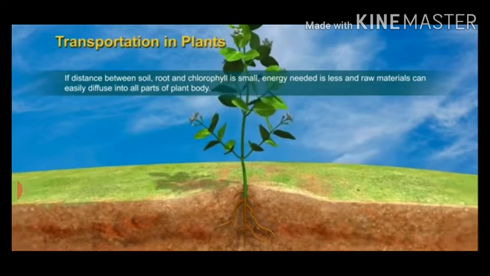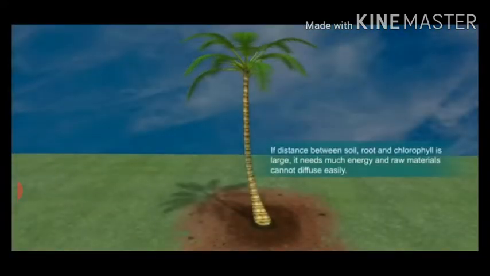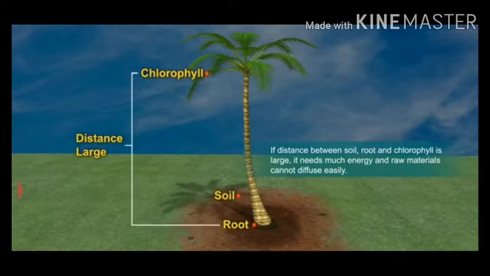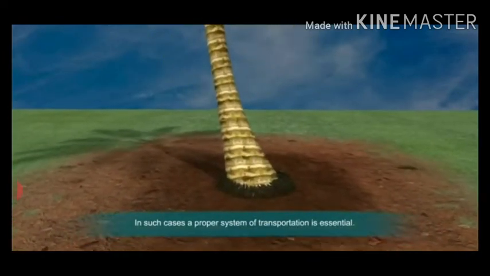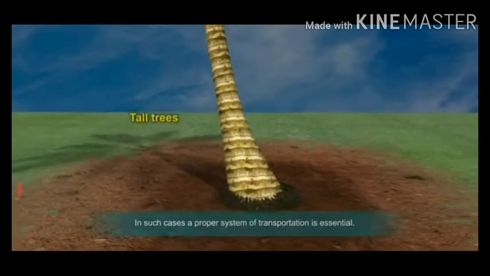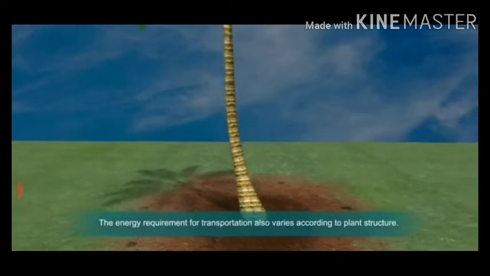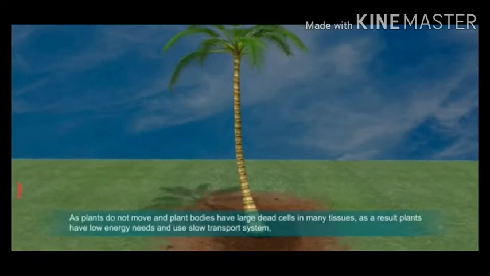If the difference between root and leaf is less, then diffusion can take place. But if the distance between soil, root and chlorophyll is large, it needs much energy and raw materials cannot diffuse easily. So, a proper system of transportation is essential in this case, such as in tall trees. The energy requirement for transportation also varies according to plant structure.